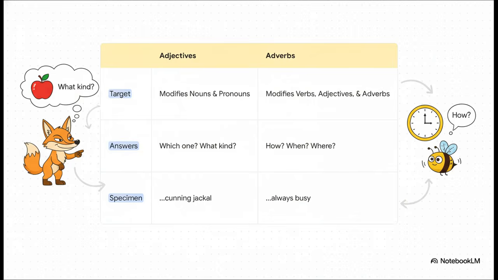So, what's the key difference here? It's simple. Adjectives modify nouns and pronouns, and they answer the question, what kind? But adverbs modify verbs and adjectives, and they answer how. Just think, cunning jackal versus always busy.